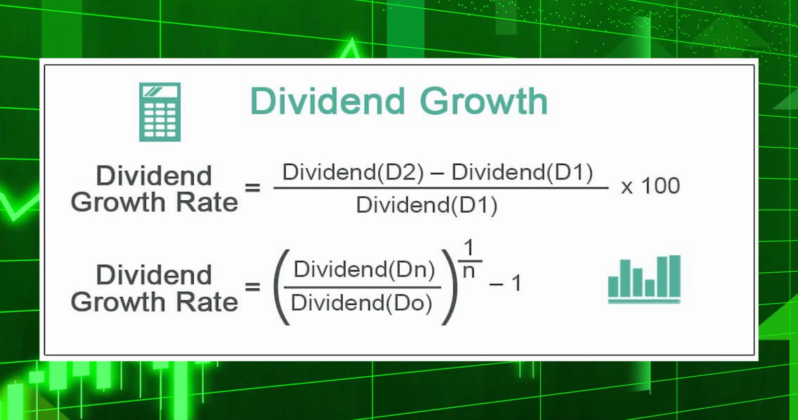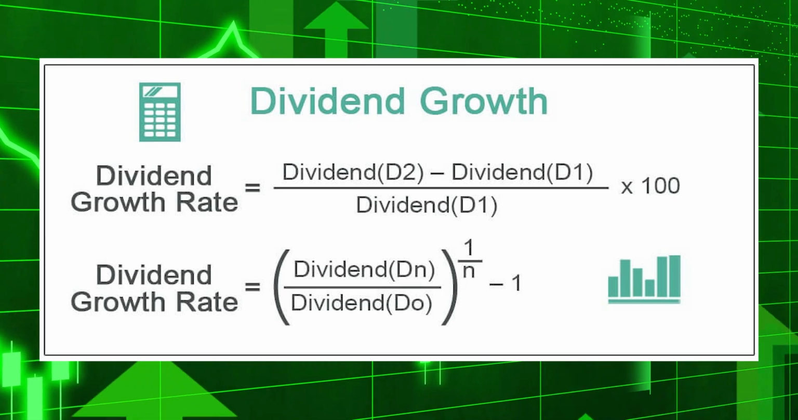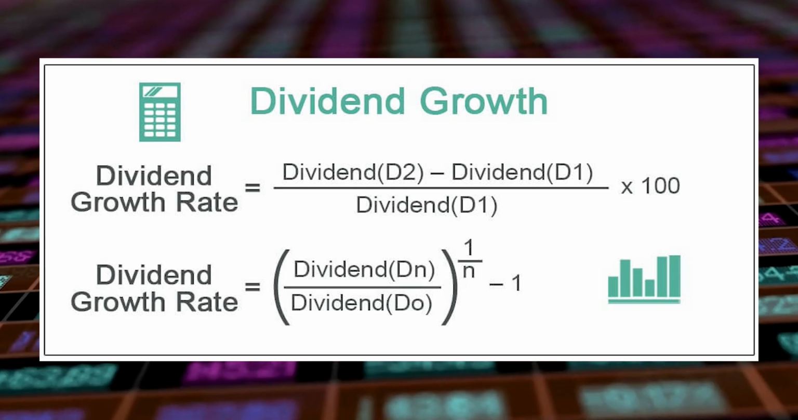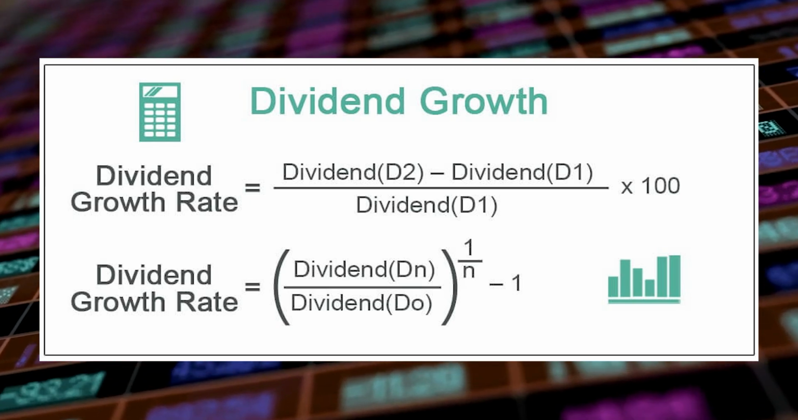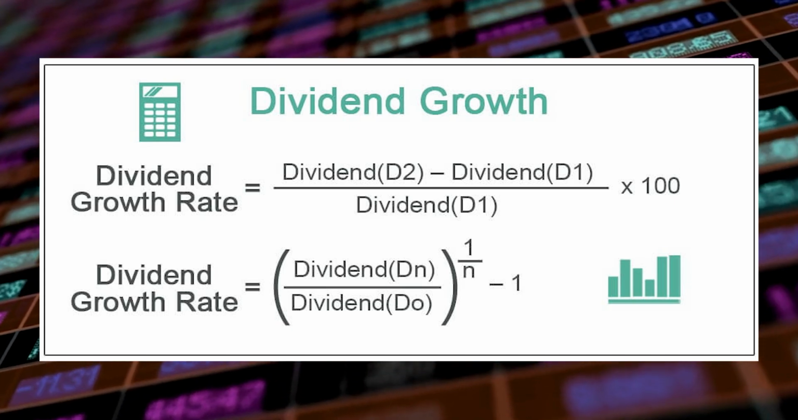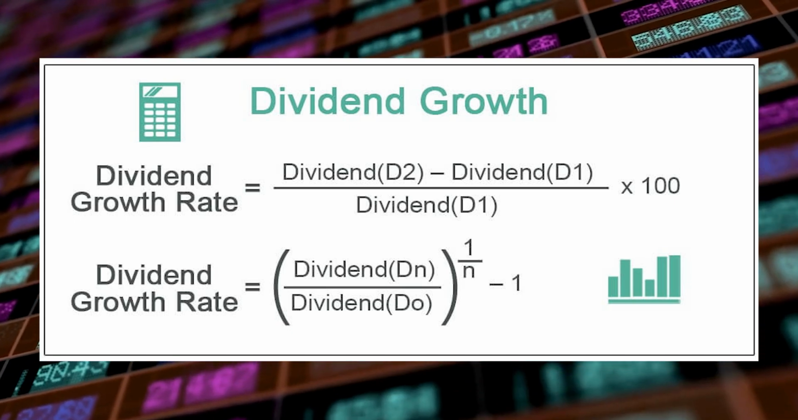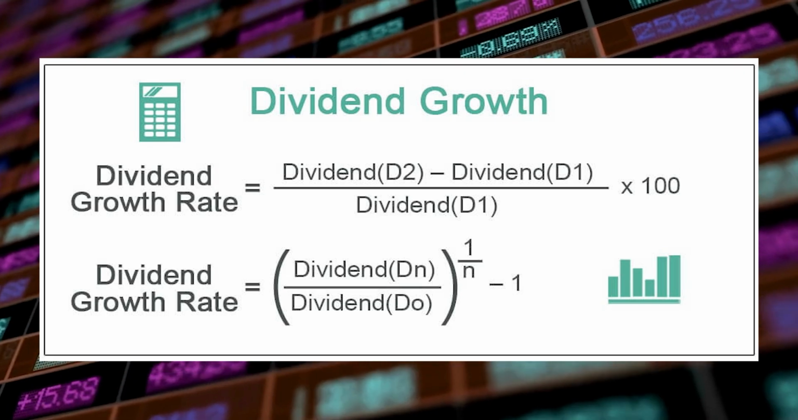If you were to calculate the dividend growth rate, you would typically take the difference between the final dividend payment and the initial dividend payment, divided by the initial dividend payment, and then divide that result by the number of years in the period. And finally, the result is expressed as a percentage.